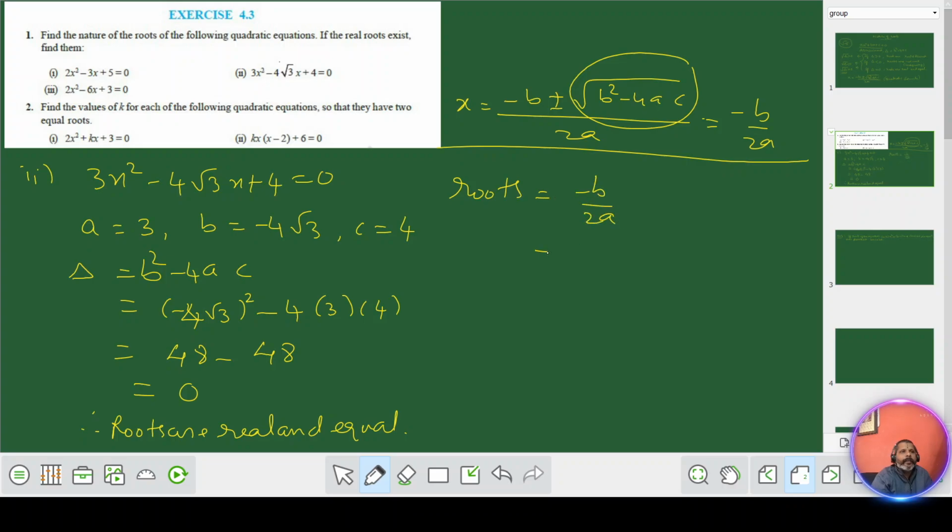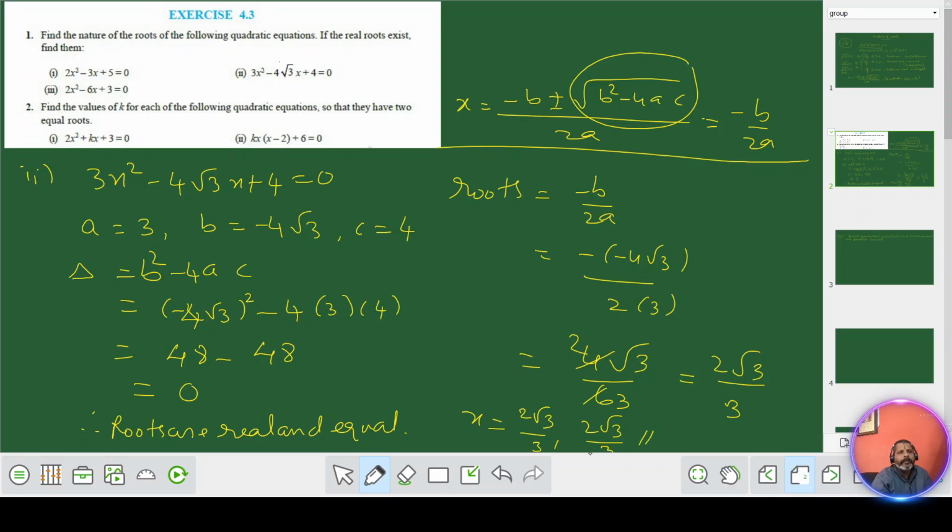So ignoring this part, roots are minus b by 2a. Minus of minus 4 root 3 by 2 of 3, that is 4 root 3 by 6, which is 2 root 3 by 3. Okay. So if we found the roots, you have to write the same thing 2 times because here the roots are same. Understood? We'll move to the next question.